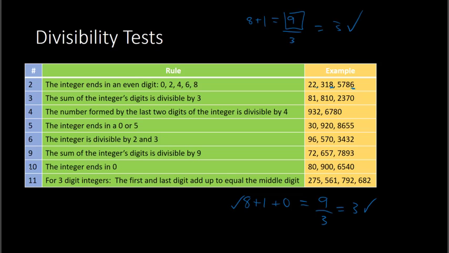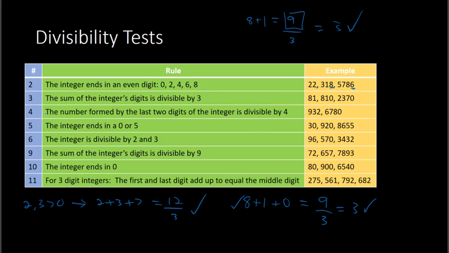And then you see 2,370. If I add all those numbers together, 2 plus 3 plus 7, that equals 12, which can be divided by 3. So that would mean that the entire number can be divided by 3 as well.